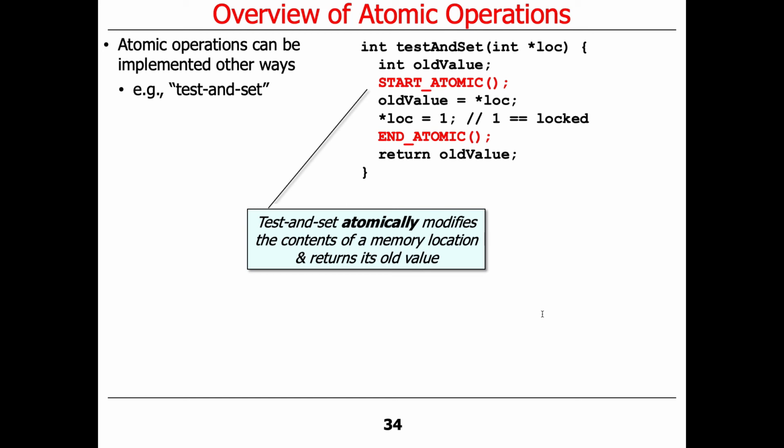The main difference here is that we're not going to be able to compare something with an expected value and then update it to an updated value. All it does here basically is check to see whether or not the value was 0 before, whether we locked it or not. Yeah?